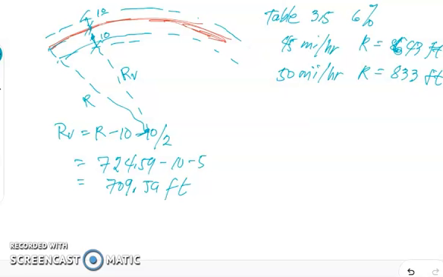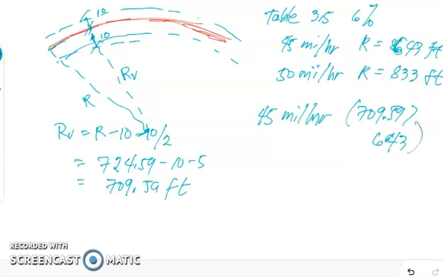So therefore, if we're going to compare the values here, we're going to take the highest design speed for the centripetal force, which is 45 miles per hour. So we're going to adopt 45 miles per hour since the value for R sub V, which is 709.59, is greater than the radius as illustrated on table 3.5. So this is greater than 643.